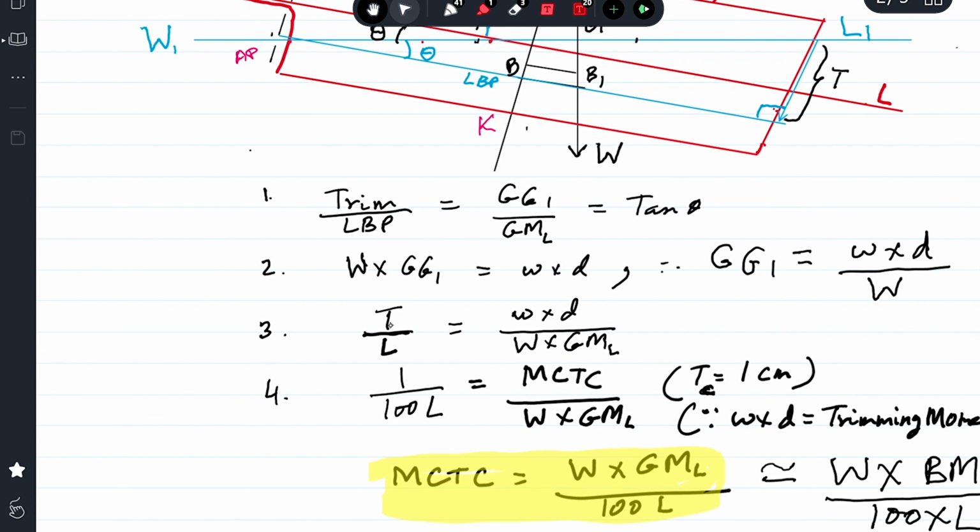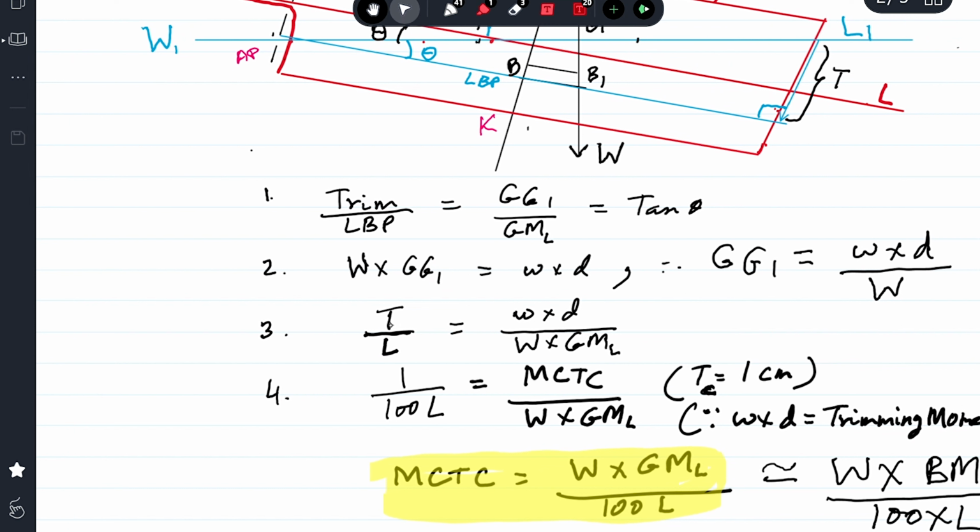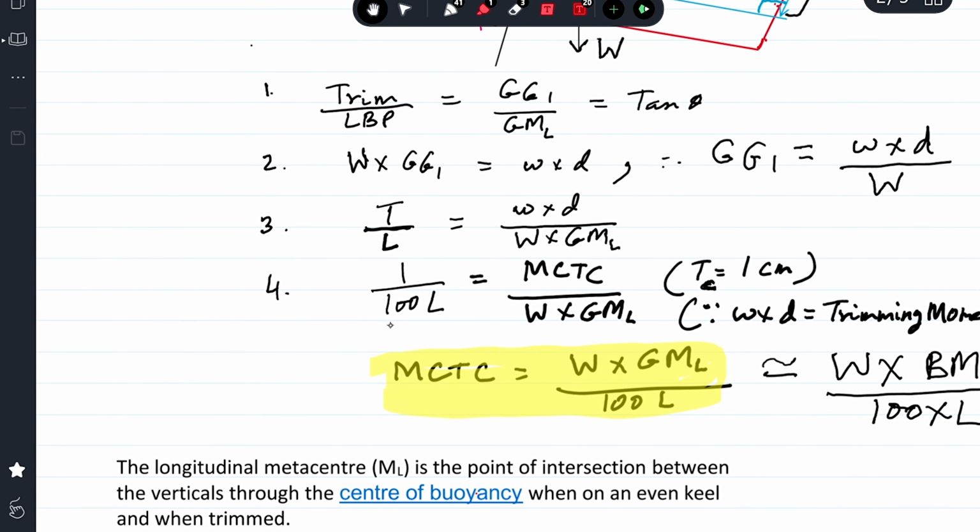So this number one formula is rewritten, T upon L, and we insert the value of GG1, which is this W into d upon displacement, capital W. So if I assume that this trimming moment W into d, which is a trimming moment the weight has caused by shifting of the weight, causes a change in the trim by 1 centimeter, then this T, which is a trim, will be 1 centimeter. Change in the trim is 1 centimeter.